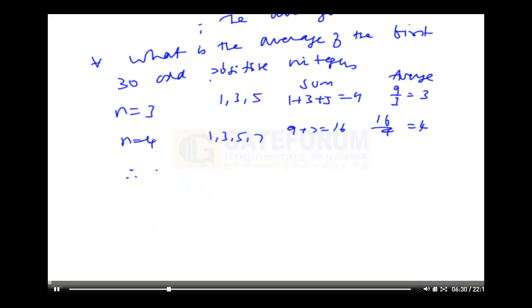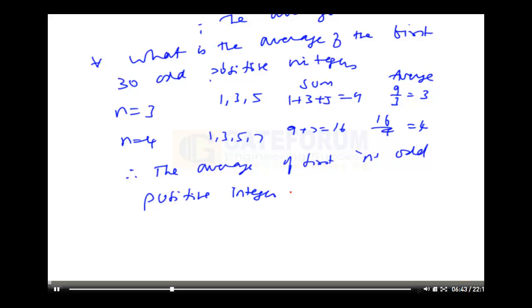Therefore, you can say average of first n odd positive integers is equal to n. Here n is equal to 30. Therefore, the required average is 30.